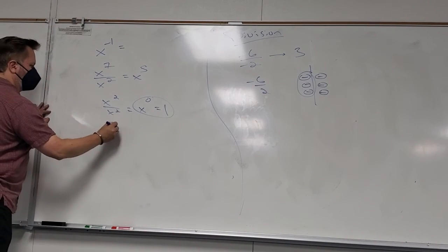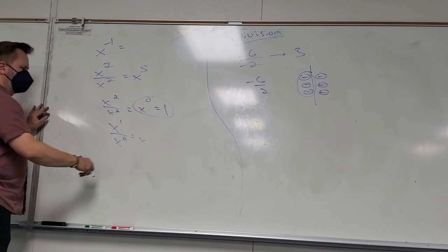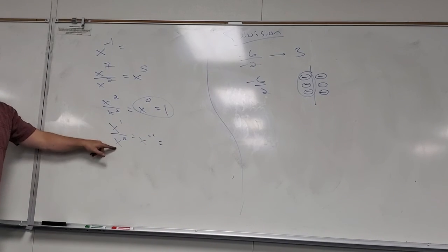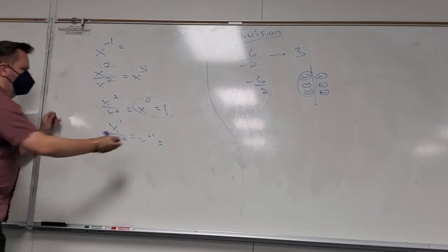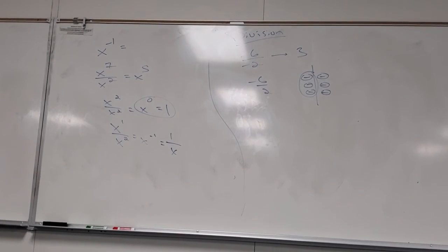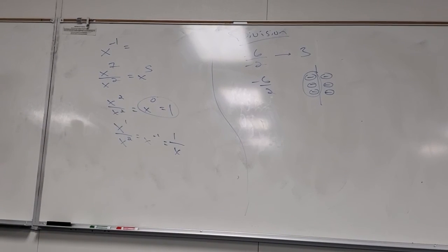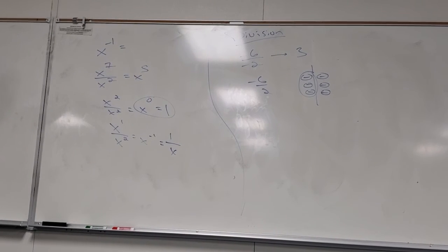So if I do X to the first divided by X to the second, what do I get when I subtract? Negative one. What do I get when I kill an X? Doesn't an X cancel? How many X's are left? One. Where? On the bottom. So a negative power, all it means is flip. That's all it means. Just whatever I'm sitting on, just flip it.